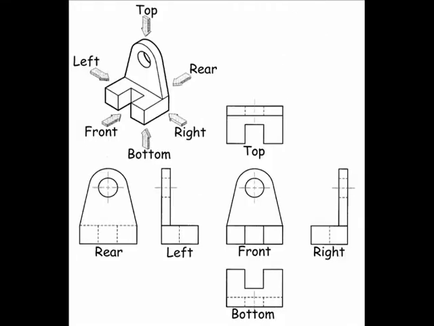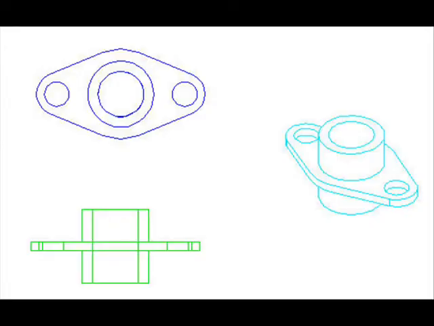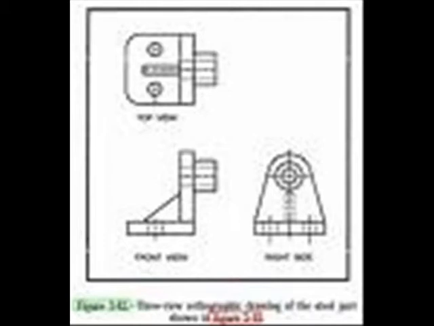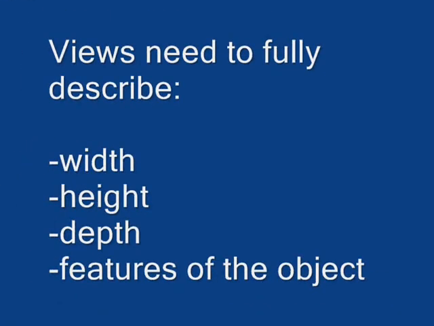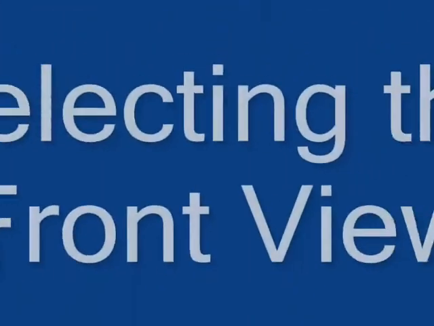6 views are not always necessary. Actually, there are very few products that require all 6 views. The number of views needed depends on the complexity of the object. Use only enough views to completely describe the object. Drawing too many views is time-consuming, confusing, and can clutter the drawing. In some cases, a single view may be enough to describe the object. The number of views required depends entirely on the amount of views it takes to completely describe the width, height, depth, and features of the object.